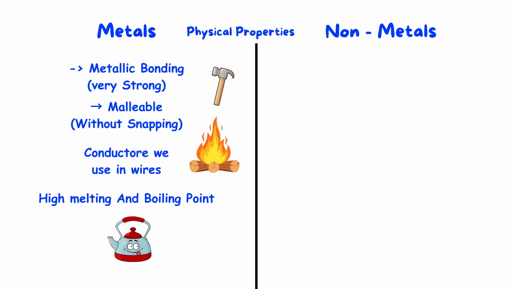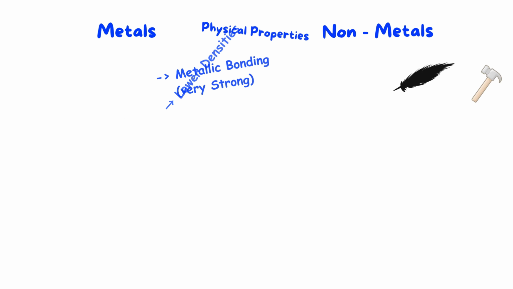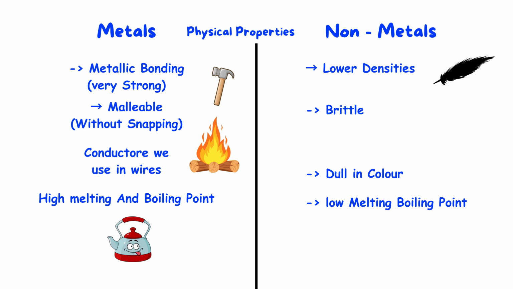Other notable physical properties of metals include their shiny appearance and a quality called sonority, which means they produce a ringing sound when struck. In contrast, nonmetals usually appear dull, are brittle, meaning they break or shatter easily, such as the graphite in your pencil, and have generally low melting and boiling points. Many nonmetals exist as gases at room temperature, and they are poor conductors of electricity. They also tend to have lower densities compared to metals, which means they are lighter for a given volume.